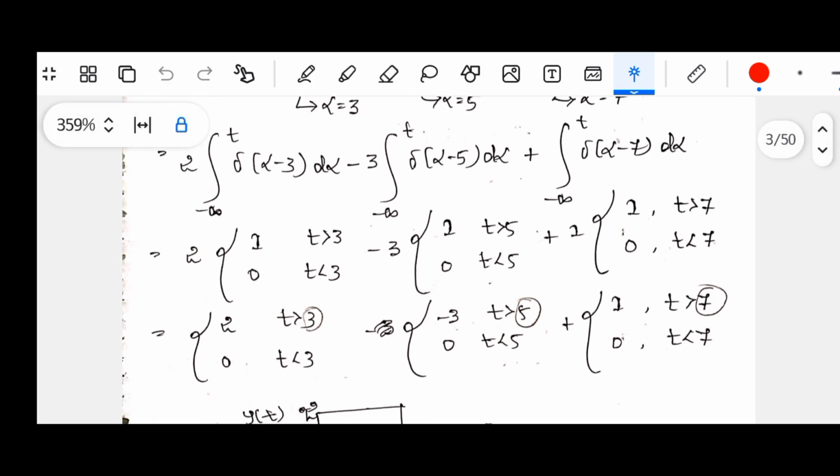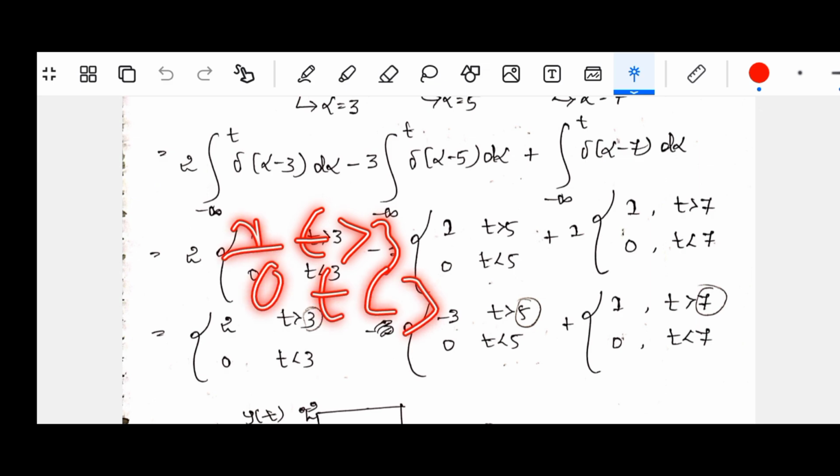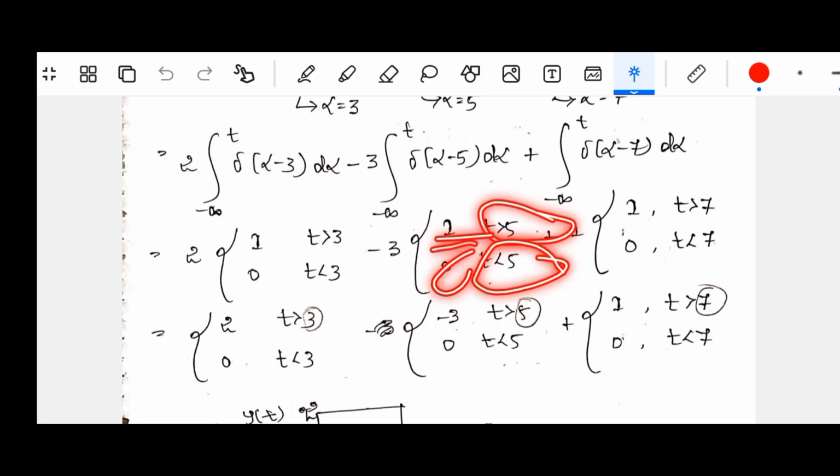So let's write it in equation form. So 2, delta has only one value. Therefore 2 into 1 when t is greater than 3; when t is less than 3 it will be 0. Next, take this minus 3 outside. The location will be 5. Therefore when t is greater than 5 the value will be 1. If t is less than 5, the value will be 0.